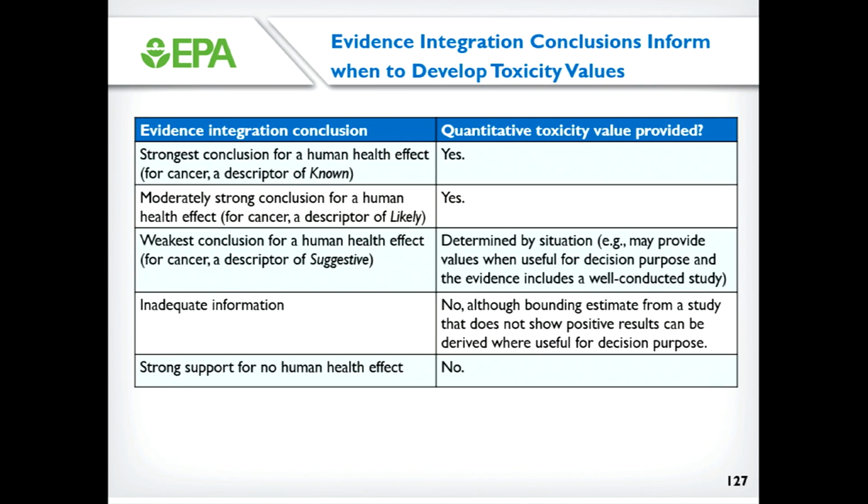So the first of the recommendations, evidence integration conclusions inform when to develop toxicity values. There was a fair amount of discussion yesterday about the structured process that the IRIS program uses to reach summary conclusions. And we mentioned that the exact phrasing of those conclusions is an active topic within EPA in terms of how to best communicate them. But we think it's pretty stable that we've got this process of reaching them, and we're debating what labels to use more than how to get there.